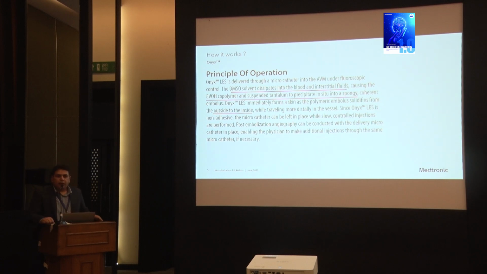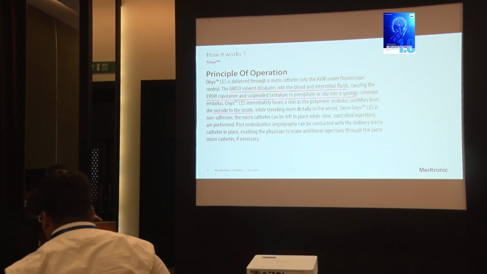Just on DMSO, like Ujjwal mentioned, it's a potent solvent. Once it comes in contact with blood and other interstitial fluids, it starts to dissipate. So that's why, when you're injecting ONYX, you essentially pre-fill your delivery catheter with DMSO. That acts as a carrying agent for the EVOH to pass through. And the EVOH itself, once it comes in contact with blood or saline, starts to solidify. So you want to make sure that there's no saline in your catheter. It's only DMSO that's pre-filled in the catheter as you're injecting the EVOH through.